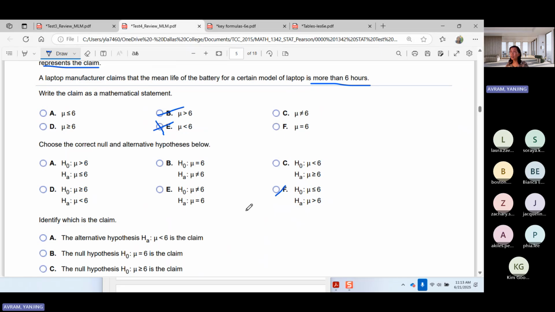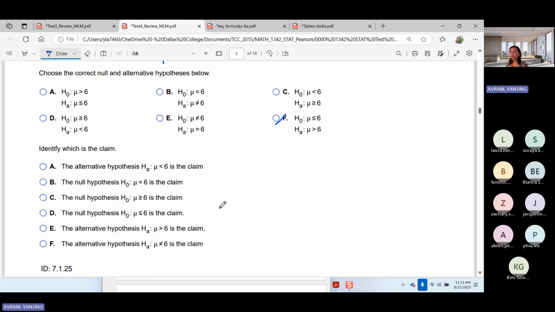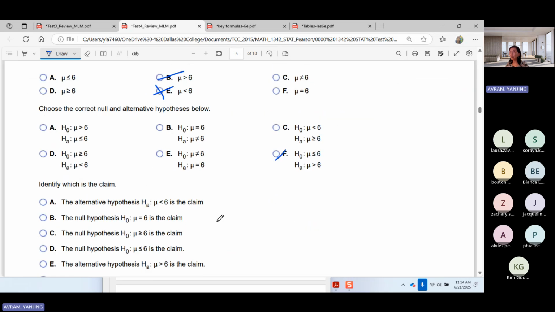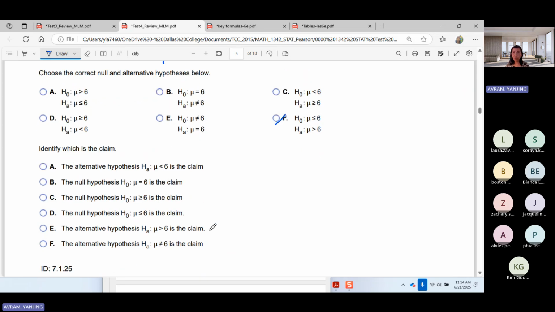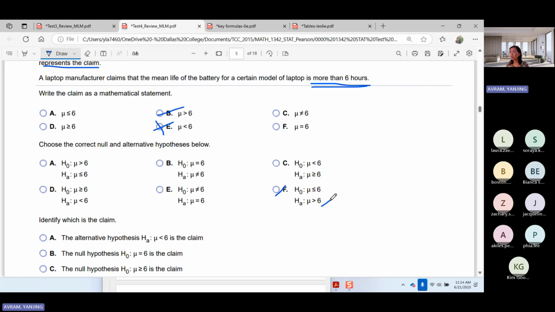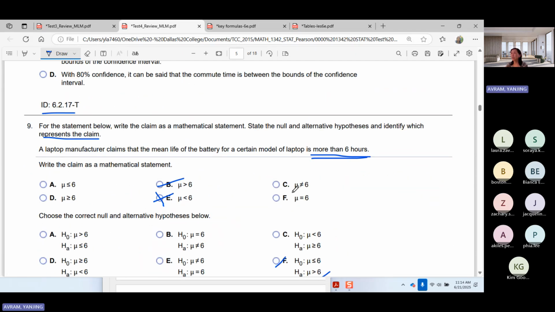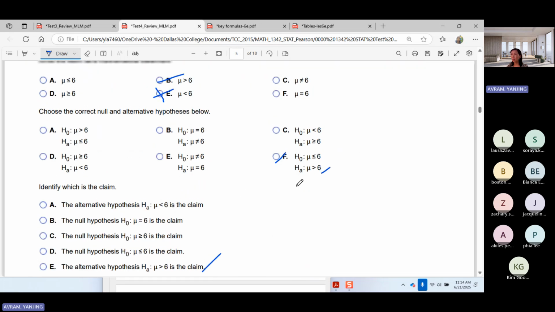Okay, and which one is the claim? Well, more than 6 hours is the claim, right? The claim is the statement from the question, so I go find the one that is greater than 6. So the alternative, mu is greater than 6, is the claim. Yeah, this one right here. So you have to be very careful. As I mentioned earlier, when I go too fast, I make mistakes as well. So always read the question. I say read it at least 2 or 3 times, because that's how easily you can make a mistake.